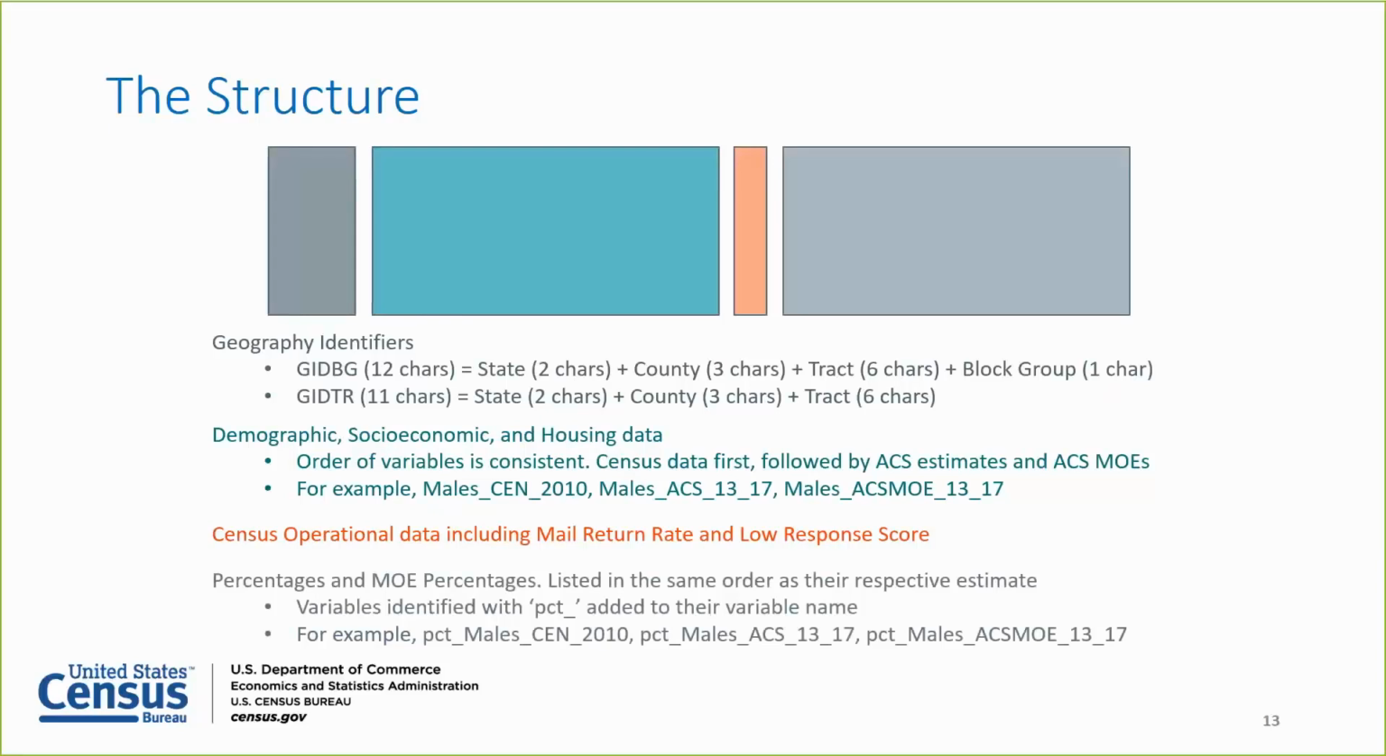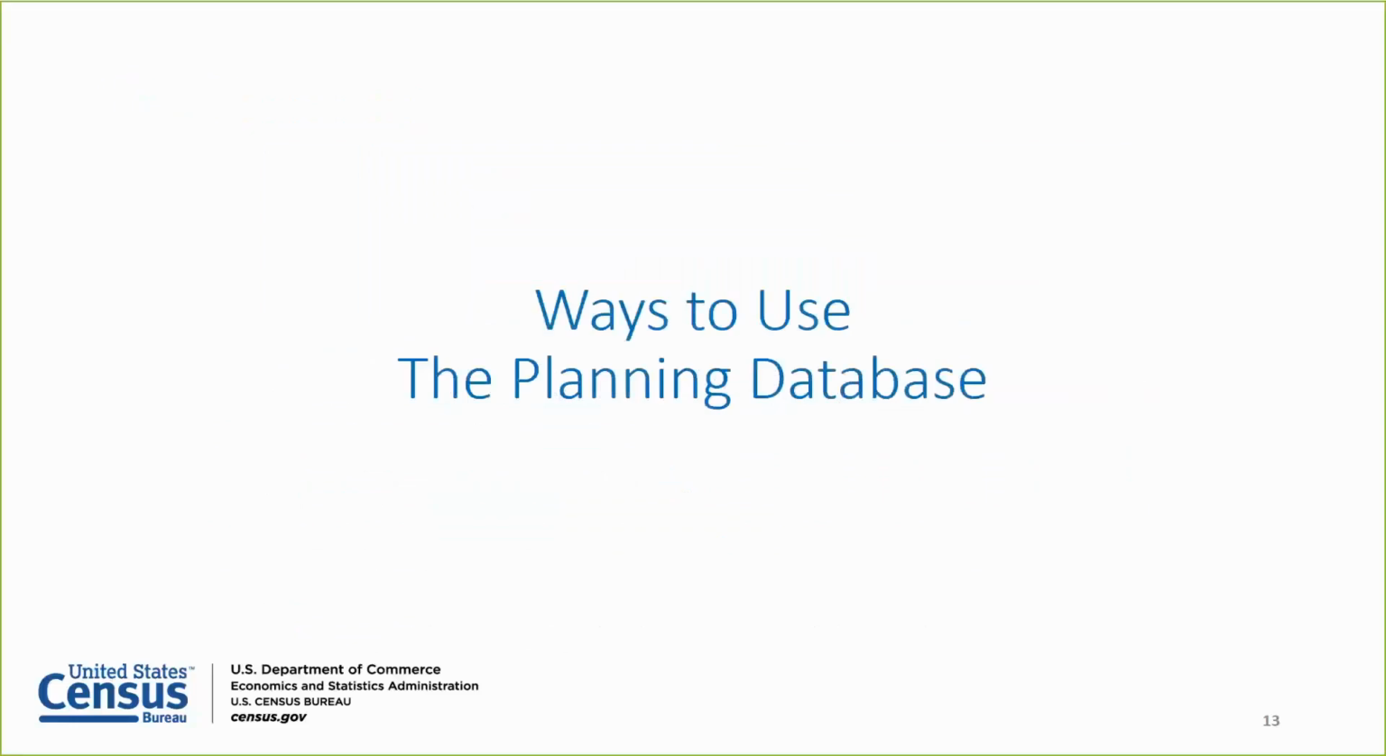Then we put the operational data, including the male return rate and the low response score, followed by the percentages and margin of error for the percentages. And we try to keep these listed in the same order as the respective point estimates. So now you'll see the percent males in the census 2010, the percent males ACS in that block group or tract, and then the margin of error for that percentage.